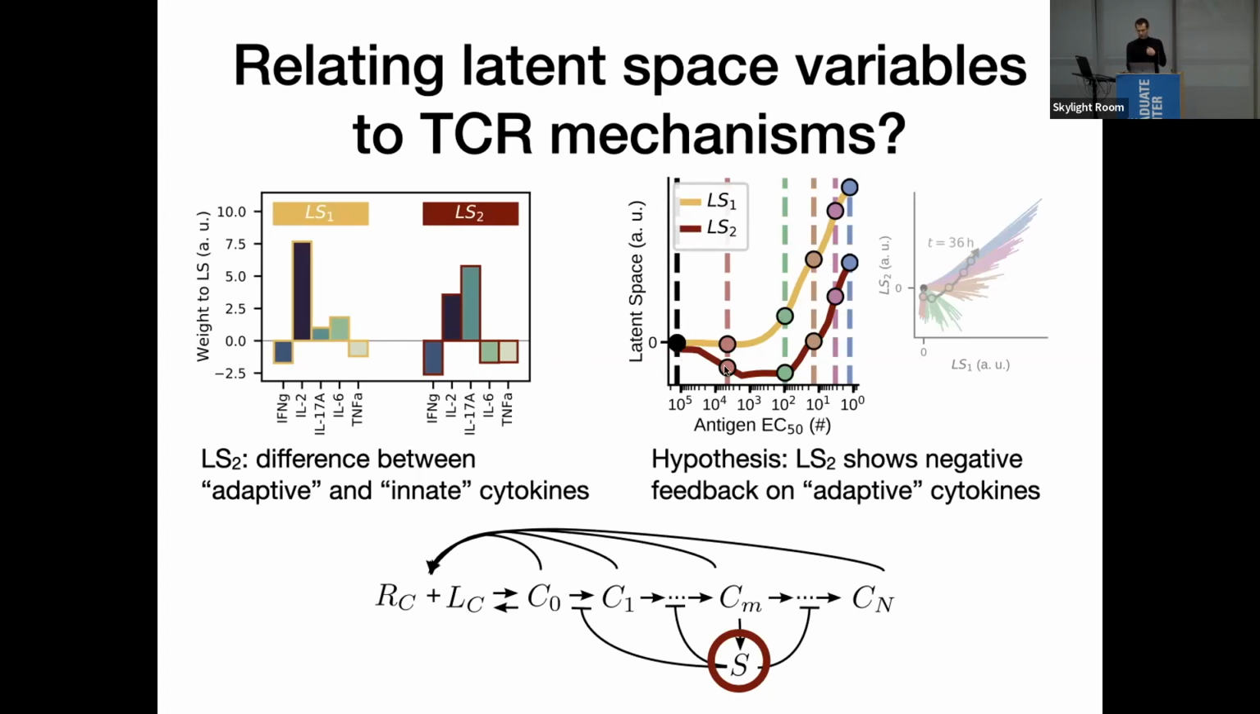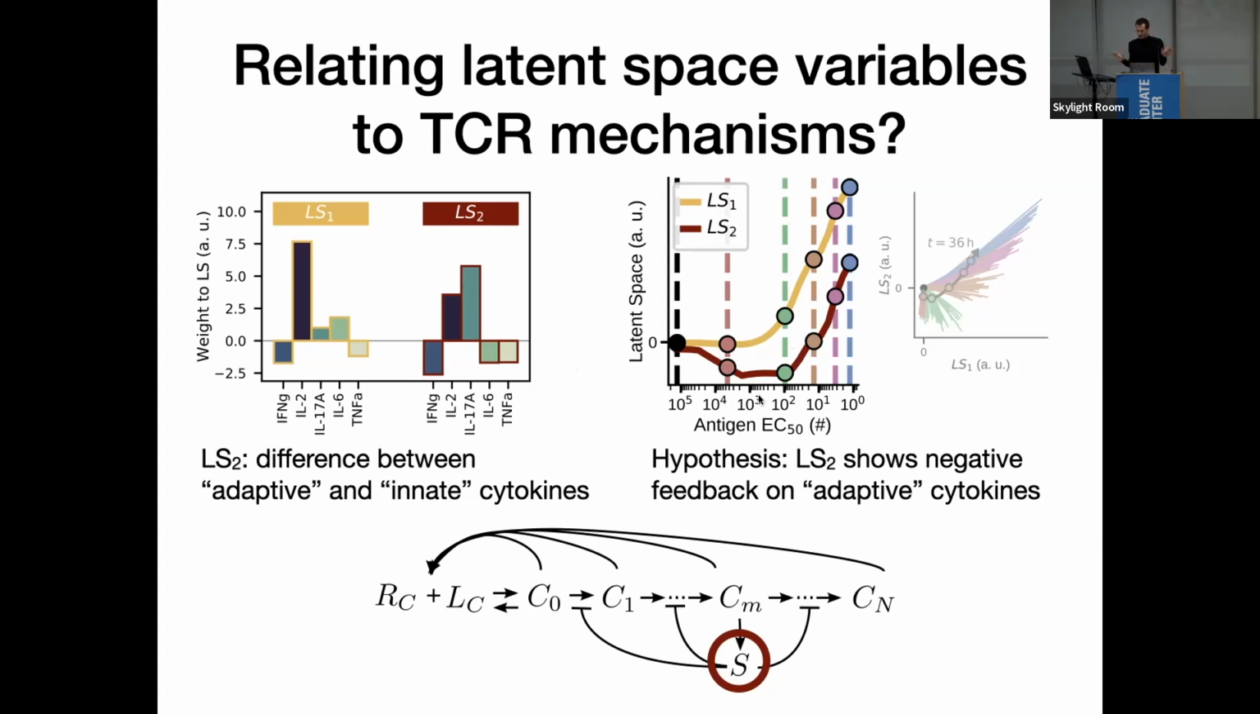But LS2 first decreases and then increases back up. And this is a sign that actually these innate cytokines that I've talked about are activated more easily by the weaker antigens than the IL-2 cytokines. So innate cytokines activate faster.